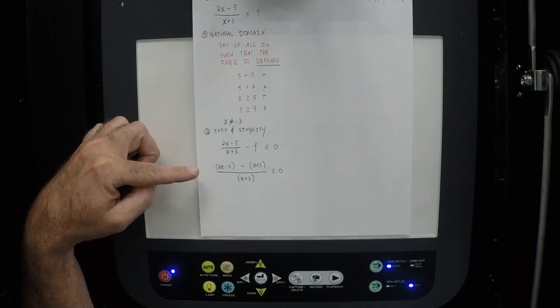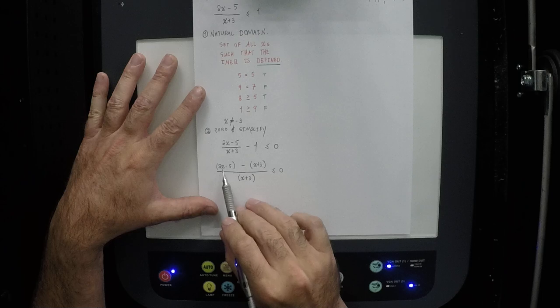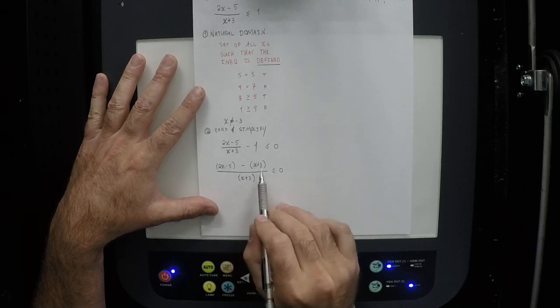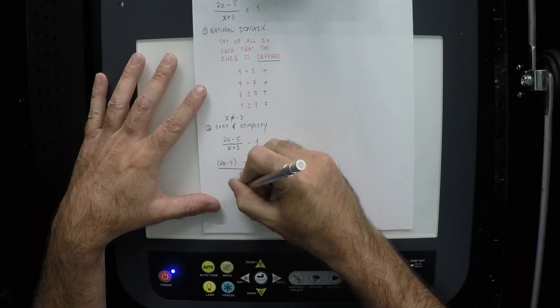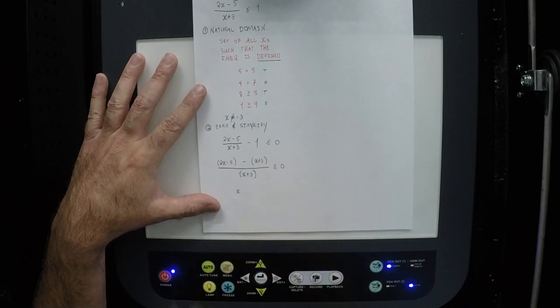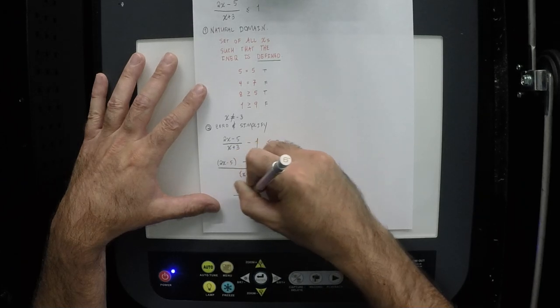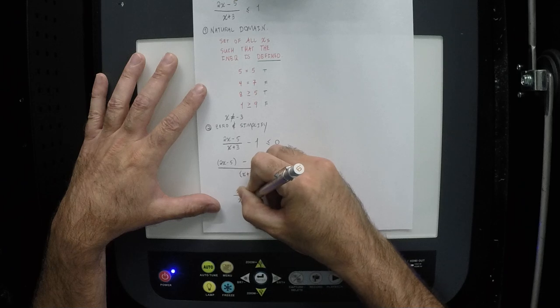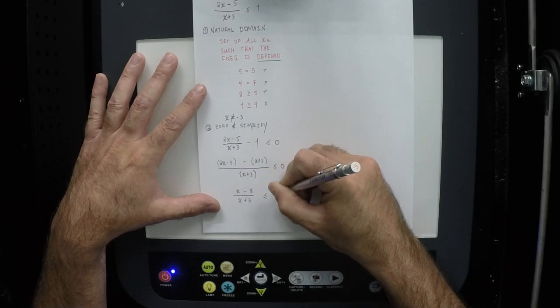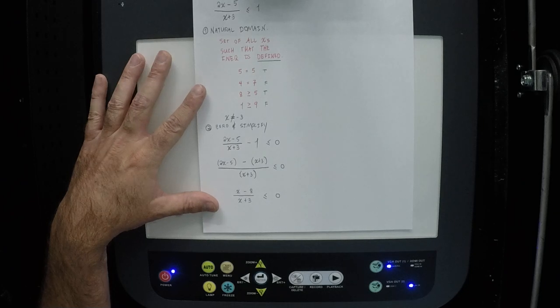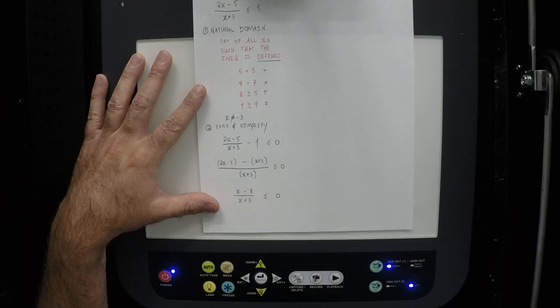So now let's carry out the subtraction. So that would be what? 2x minus x, so that'd be a single x. And then negative 5 minus 3, so that'd be minus 8. Okay, any question getting to there? This is okay? Okay.